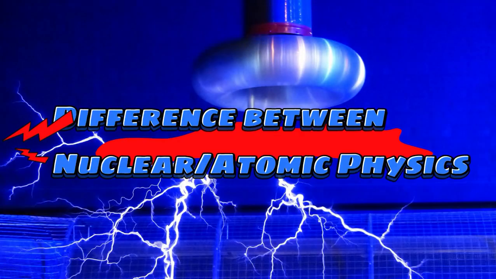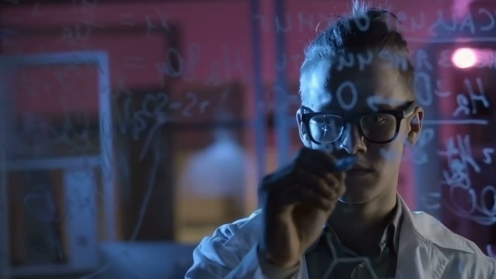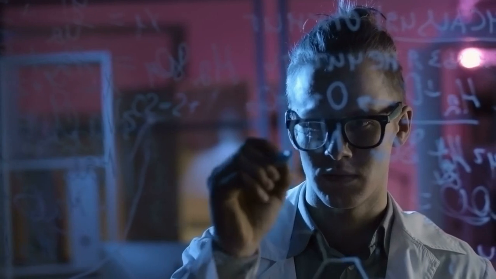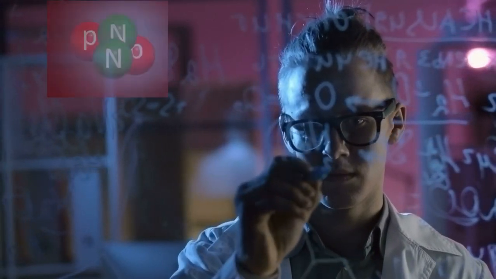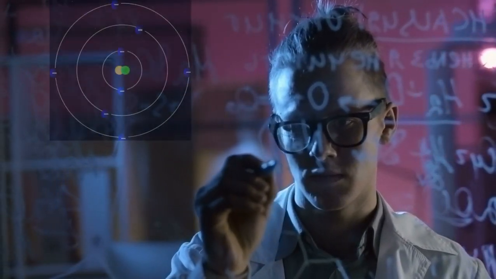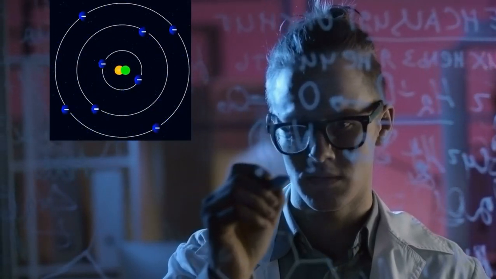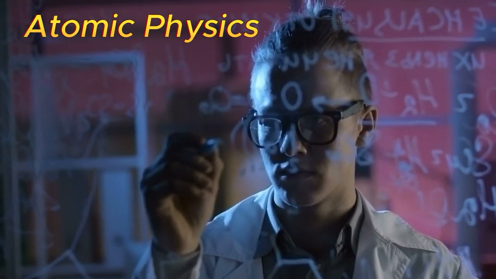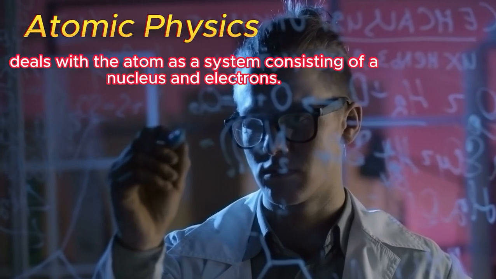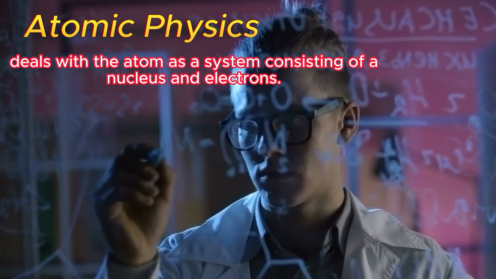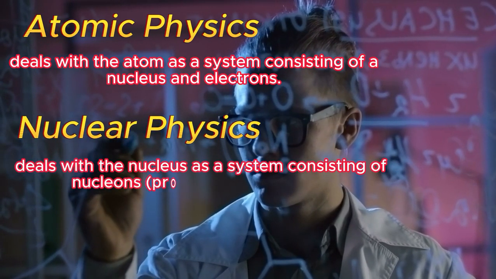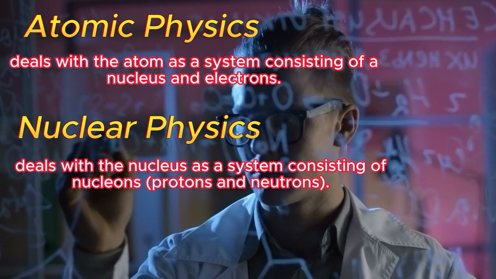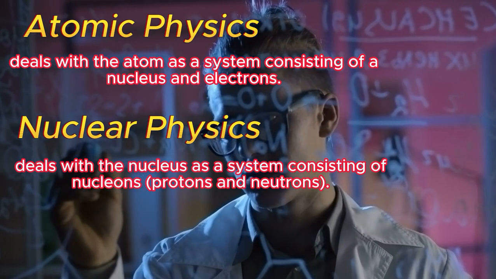Difference between nuclear physics and atomic physics. The main difference between nuclear physics and atomic physics is that nuclear physics deals with the nucleus while atomic physics deals with an entire atom. More specifically, atomic physics deals with the atom as a system consisting of a nucleus and electrons. Nuclear physics deals with the nucleus as a system consisting of nucleons, protons and neutrons.